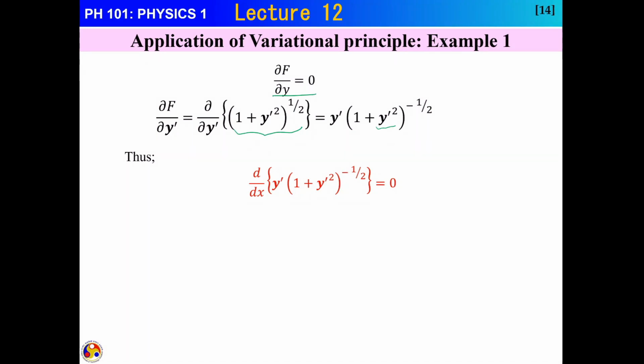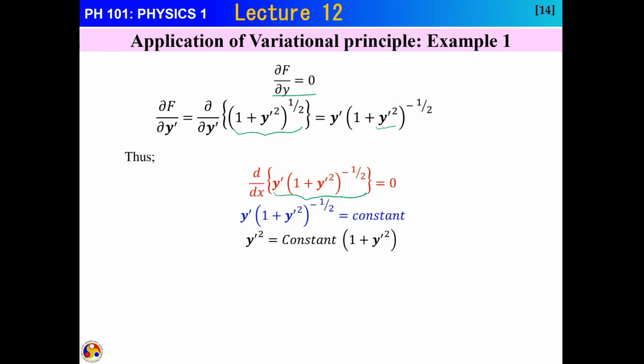So if this is 0, I can obviously assume this term is going to be constant. So we can write y prime into (1 plus y prime square) to the power minus half is constant. You just square it on both sides to simplify it. So you move it this side, so this y prime square equals a constant multiplied by this function.